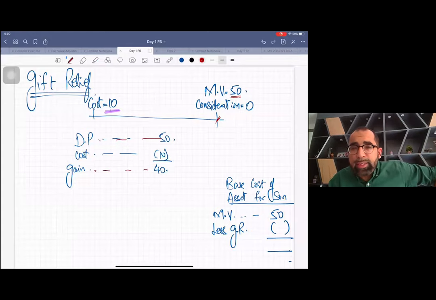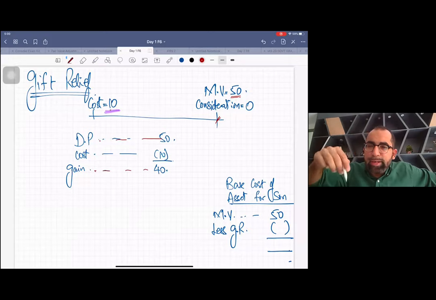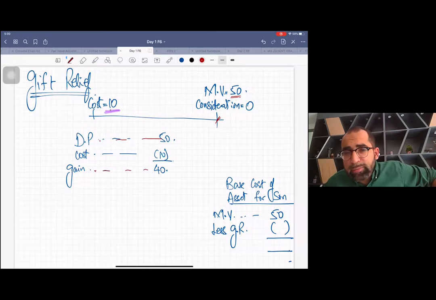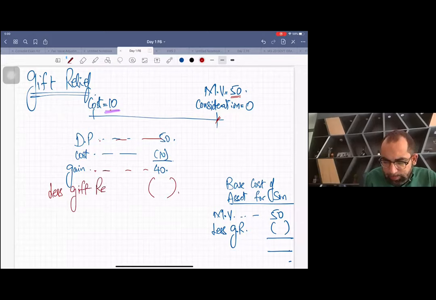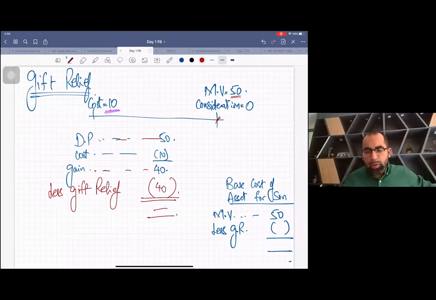Now, let us say both dad and son made an election to hold over this gain under the gift relief. So what they will do, they will deduct the gift relief of 40. Now, dad does not need to pay any tax now.